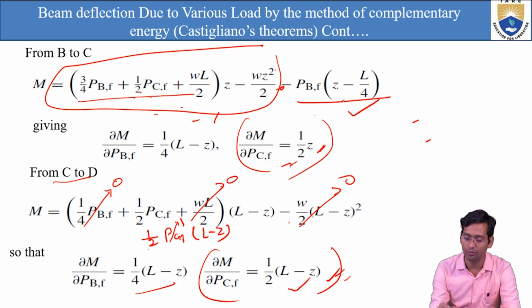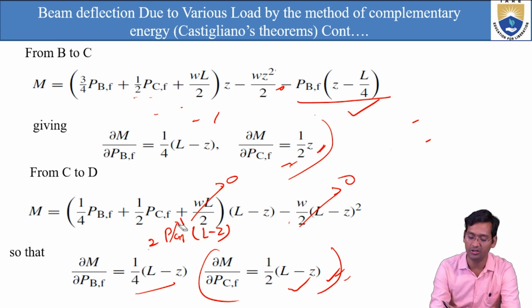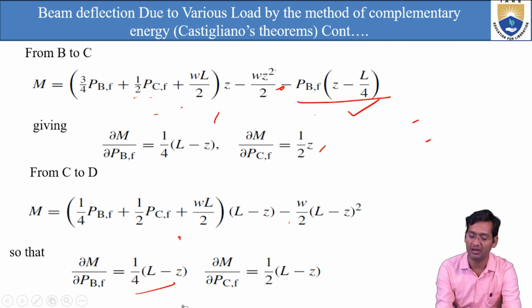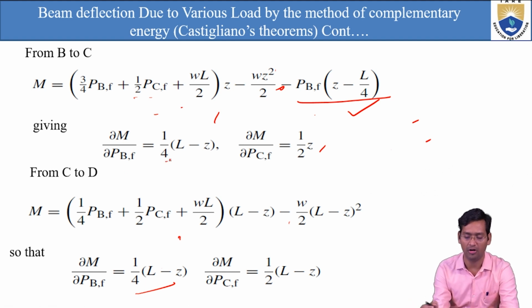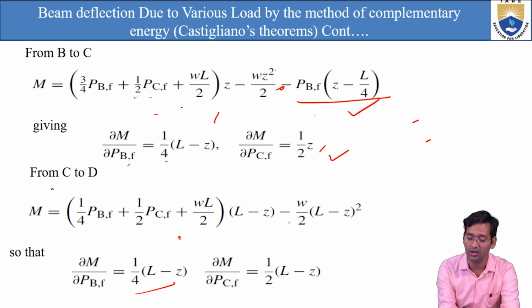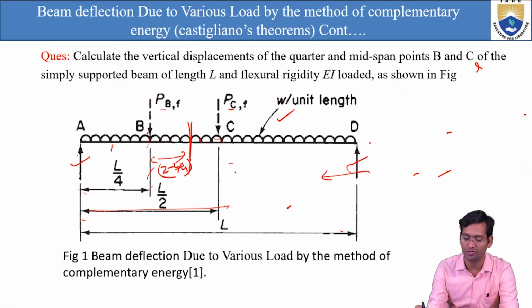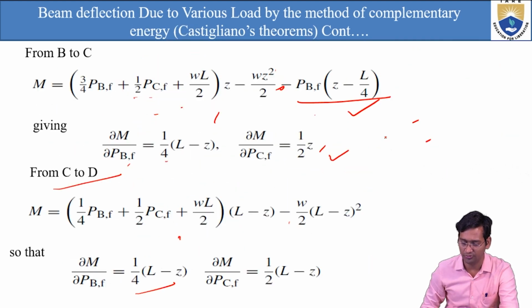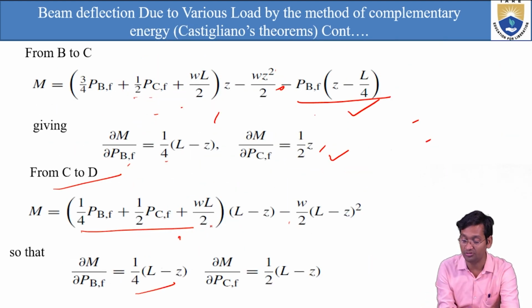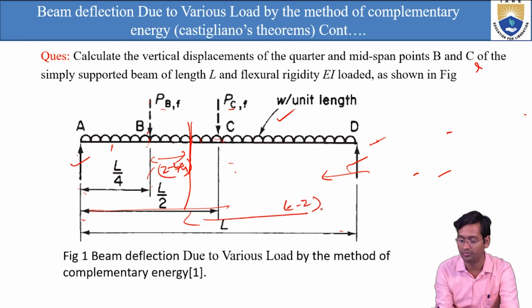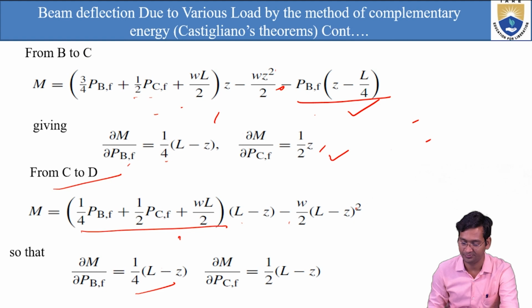Now next, what we have to do? Again the same thing. Differentiate with respect to PBF and PCF. Then you will get del M by del PBF and del M by del PCF, this one. Now similarly from C to D. C to D, just see here, we can go by this method also, because this support we know, right? So what will be the distance from that support? This is Z up to here from this side, so this distance will be L minus Z.